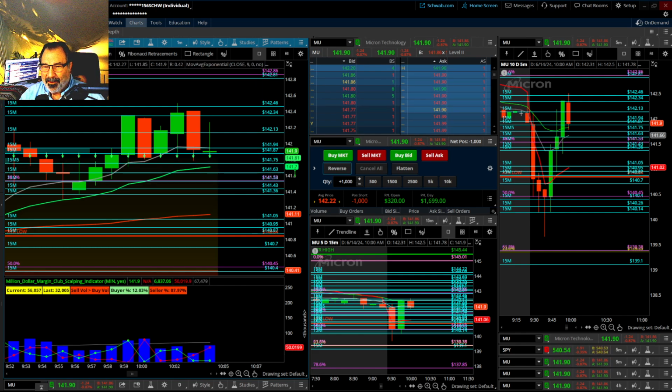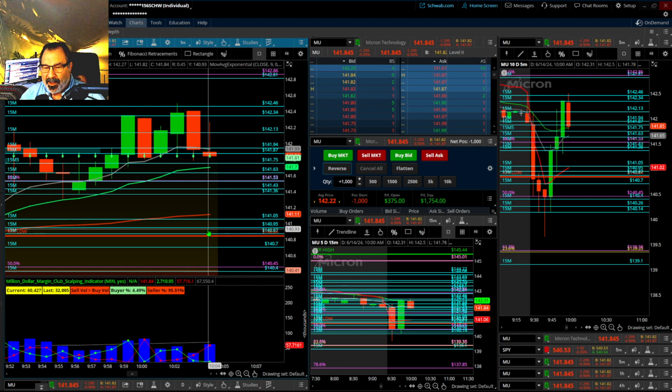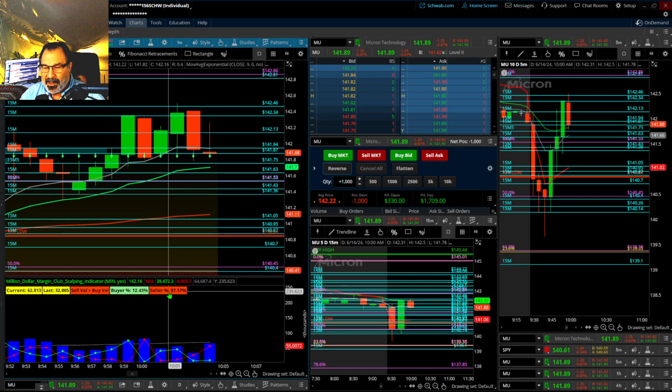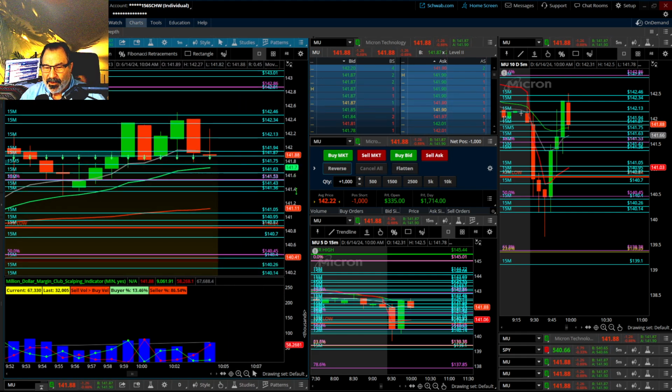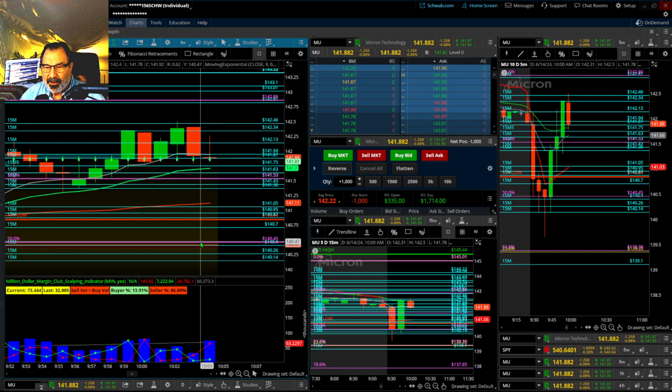Where does this turn around? I would look at the fib for the strength of this move. That's what I would look at. But let's see. See the scalping indicator? Well, it was 93 a second ago. Now, where's our point of control? Our point of control is way down here.